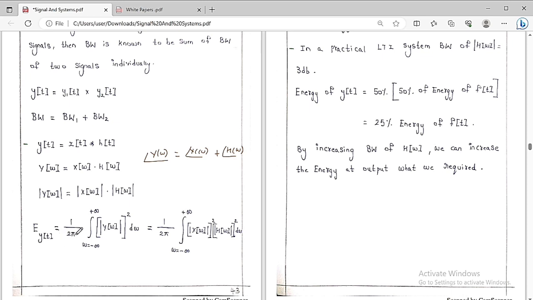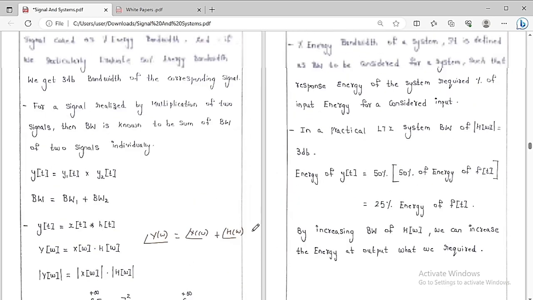The formula is 1 by 2 pi integration of omega from minus m to plus m of mod of y of omega whole square d omega. So, with the help of the frequency domain y of omega, I want to find the energy in the signal y of t. Then, mod of y of omega is mod of x of omega into mod of h of omega. So, a into b whole square is equal to a square into b square. Therefore, 1 by 2 pi integration of omega from minus m to plus m of mod of x of omega whole square into mod of h of omega whole square d omega.